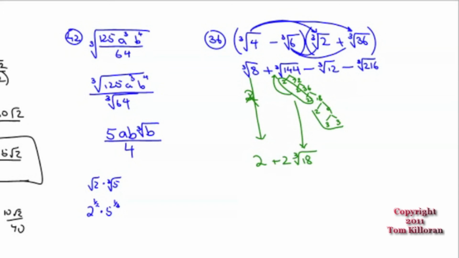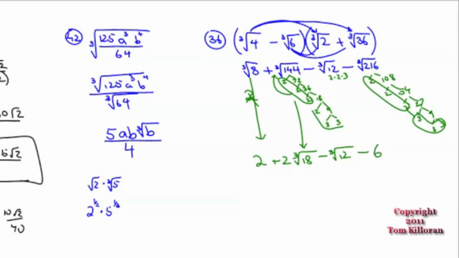Does this one simplify? 12 is 2 times 2 times 3, so that's not going to go anywhere. So minus the cube root of 12. What about 216? That seems big enough. 2 goes into it, 108. 2 goes into it, 54. 2 goes into it. 3 goes into it. 3 goes into it. What can I pull out? A 2 and a 3. What's left behind? Nothing. So the only thing that's going to pop out there is minus 6.